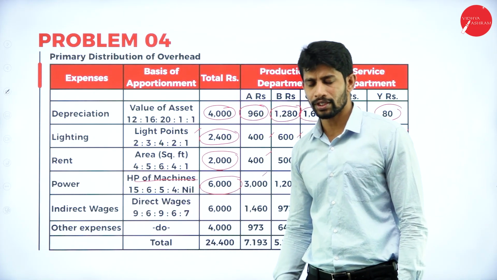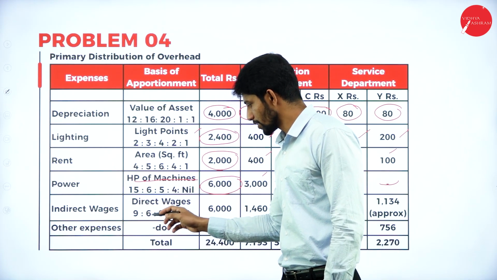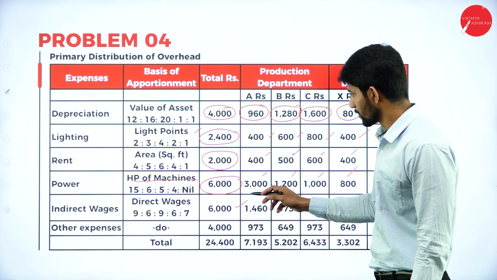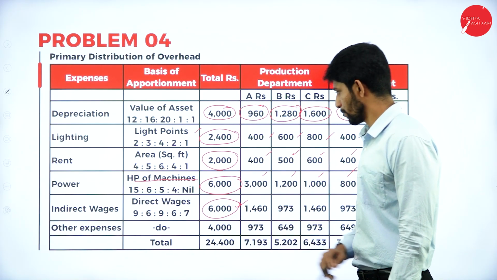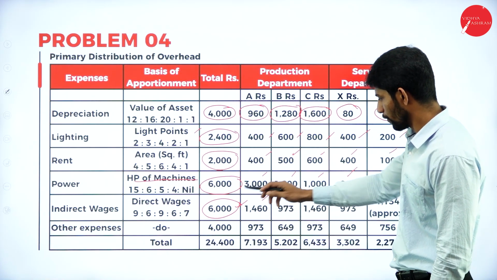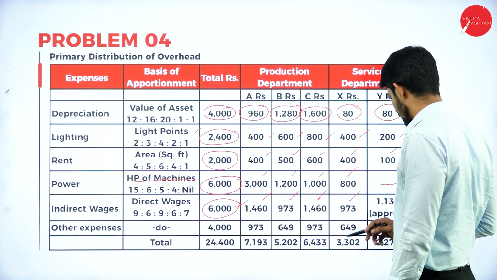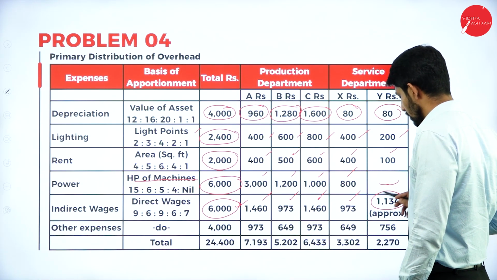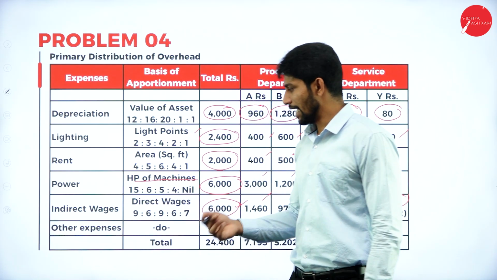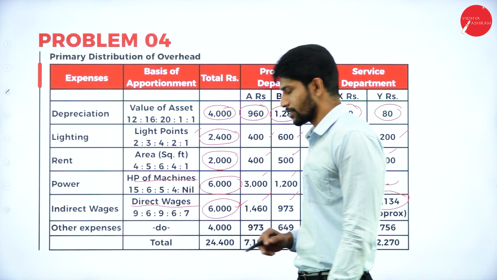Indirect wages. How do we distribute indirect wages? Based upon the direct wages. Ratio 9 is to 6 is to 9 is to 6 is to 7. Here 6,000 is the total indirect wages. Based upon the ratio, you will get 1,460, 973, 1,460, 973 and 1,134.